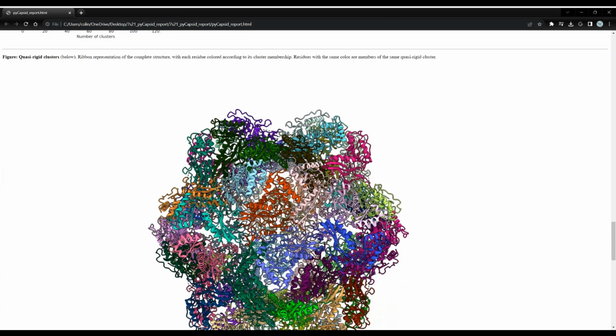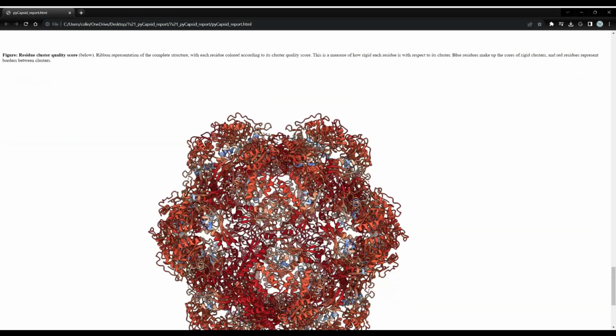This figure displays a snapshot of a 3D rendering of the structure, coloring the identified highest quality mechanical units with different colors. The following figure displays the same structure, but coloring each residue according to its cluster quality score. Residues in blue have a higher score, indicating that the associated cluster is very likely to behave as a quasi-rigid unit, while residues in red indicate that those parts of the associated clusters are not as rigid.